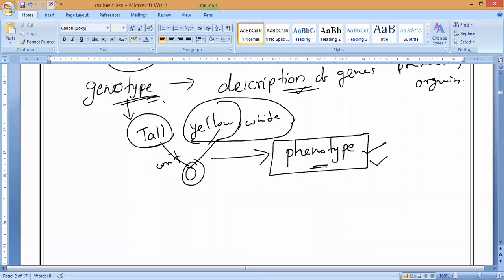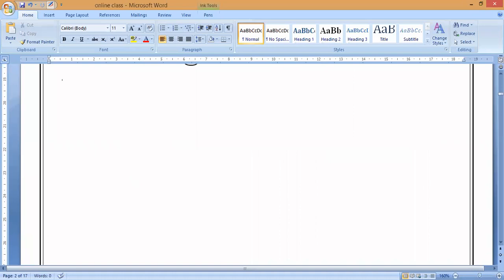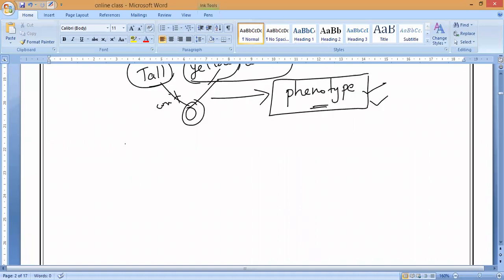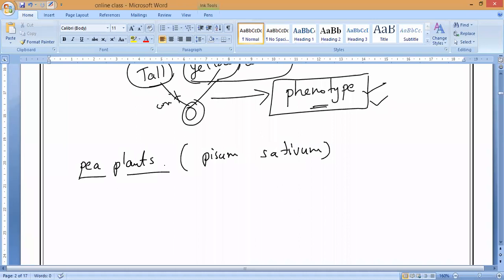Now we can come to Mendel, who did the experiments with the pea plants in his garden. These pea plants we call Pisum sativum. This is the scientific name of pea plants, which grew in his garden.